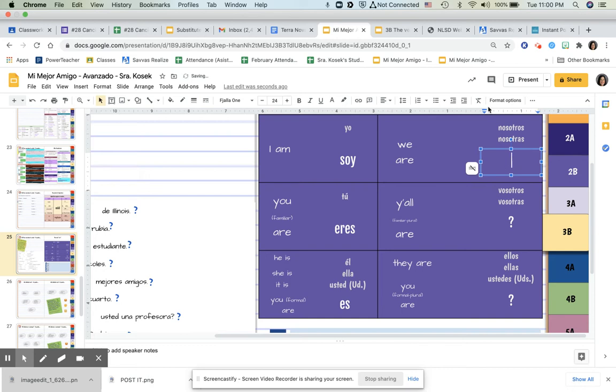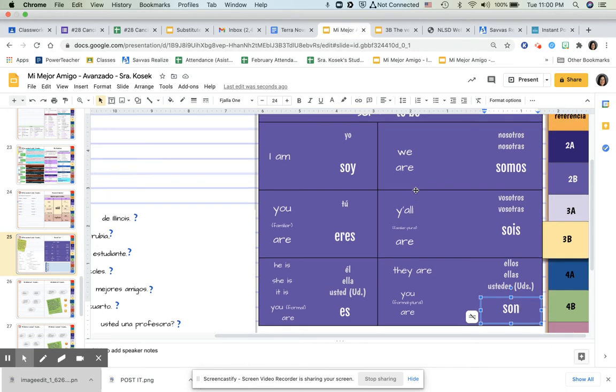We are, for ser, is somos. You all are, in Spain, is sois. And they are, or you plural formal are, is son. The verb ser is an irregular verb, meaning you can't just drop the -er and add the usual endings. You kind of just need to memorize them. Like I said, we learned them last year.